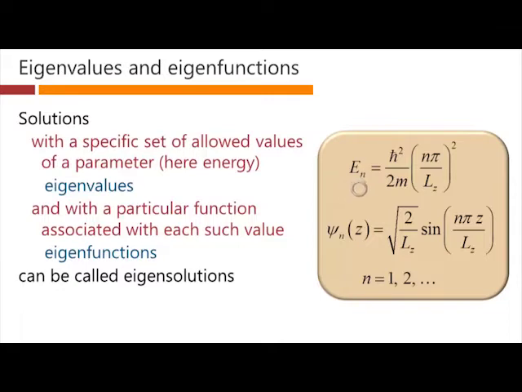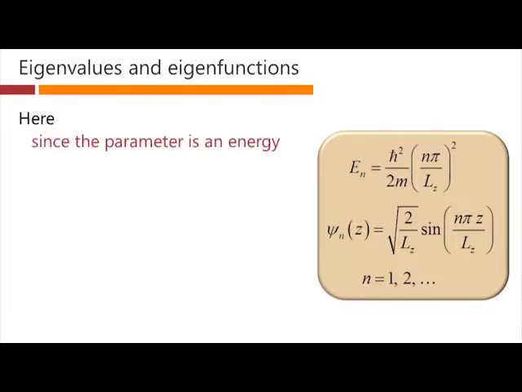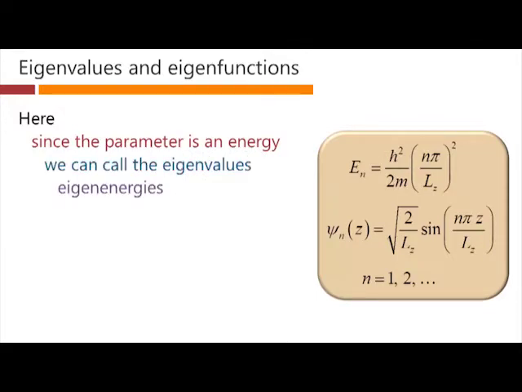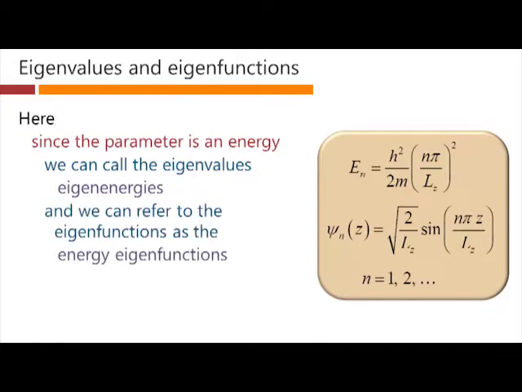So here are the eigenvalues, these energies En, and here are the eigenfunctions. Since the parameter in question in the eigenvalues is an energy, we might call these specific eigenvalues eigenenergies, and that's quite a common notation in quantum mechanics. And we can refer to the corresponding eigenfunctions, since this is an energy problem, as energy eigenfunctions.